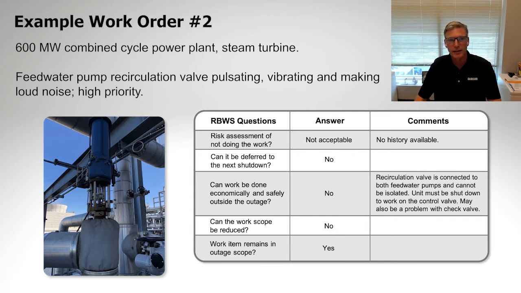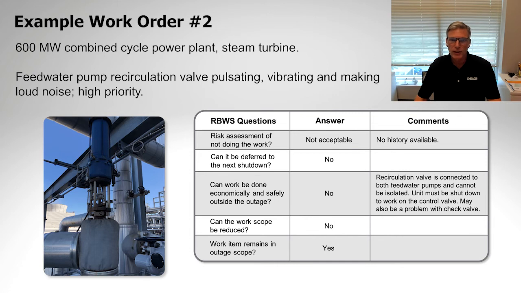Next example, work order number 2 from the same feed water system. Again, this is the 600 megawatt combined cycle power plant on the steam turbine side. The work order reads feed water pump recirculation valve pulsating, vibrating, and making loud noise. So it's a high priority. There's something wrong there. So let's ask the risk-based work selection questions again. Risk assessment of not doing the work: it's not acceptable. In this case, we don't have any history of this valve breaking before this happened.